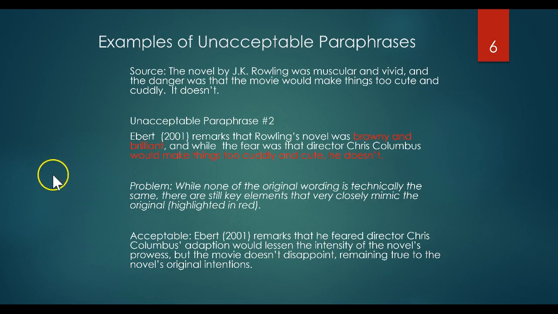Another example, our second example of an unacceptable paraphrase: Ebert remarks that Rowling's novel was brawny and brilliant, and while the fear was that director Chris Columbus would make things too cute and cuddly, he doesn't. All right. Well, if we go back up here and look at the source, this is quite similar. So stuff in red, this is the most egregious things that are going on in my paraphrase. Brawny and brilliant. Okay. Basically, I took muscular and vivid, and I found another way to say that. But again, I'm plagiarizing the sentence structure.